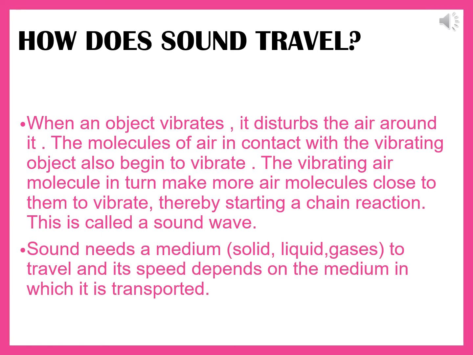When an object vibrates, it disturbs the air around it. The molecules of air in contact with the vibrating object will also begin to vibrate, and this vibrating air molecule will in turn touch another molecule close to it and pass on this vibration to it. And this kind of thing is a sound wave, right? It is a kind of chain reaction, and we have already discussed in our previous slides that sound needs a medium to travel. If we are saying that in vacuum the sound is not traveling, the reason is that it doesn't have the air molecules in it.